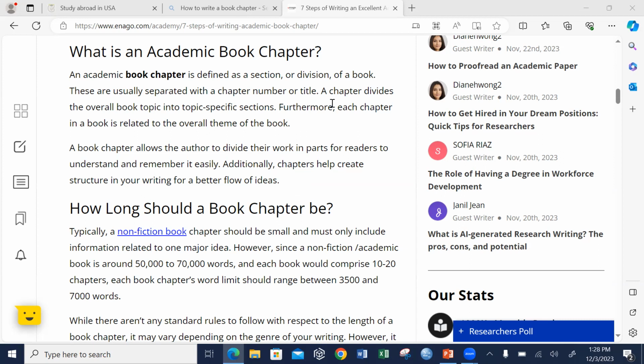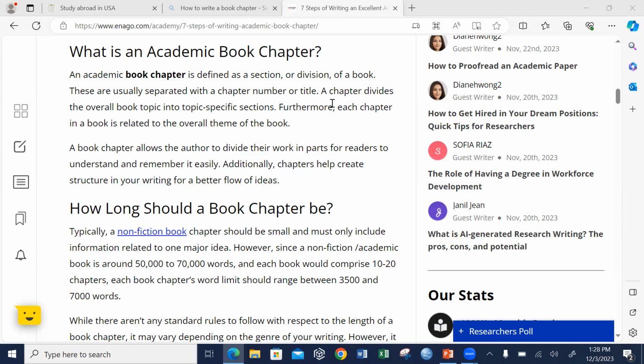According to Enago Academy, an academic book chapter is defined as a section or division of a book, and these are usually separated with a chapter number or title. The chapters divide the overall book's topics into topic-specific sections. So the chapter gives you an idea about what makes up the table of contents.